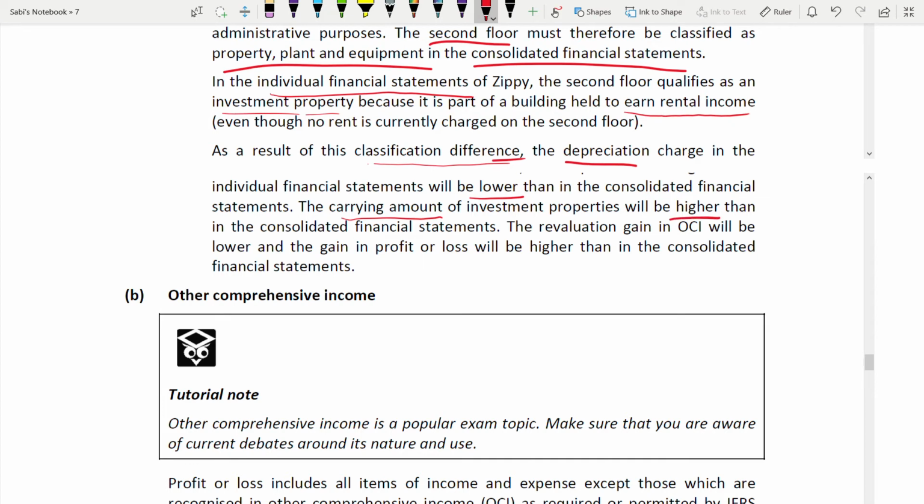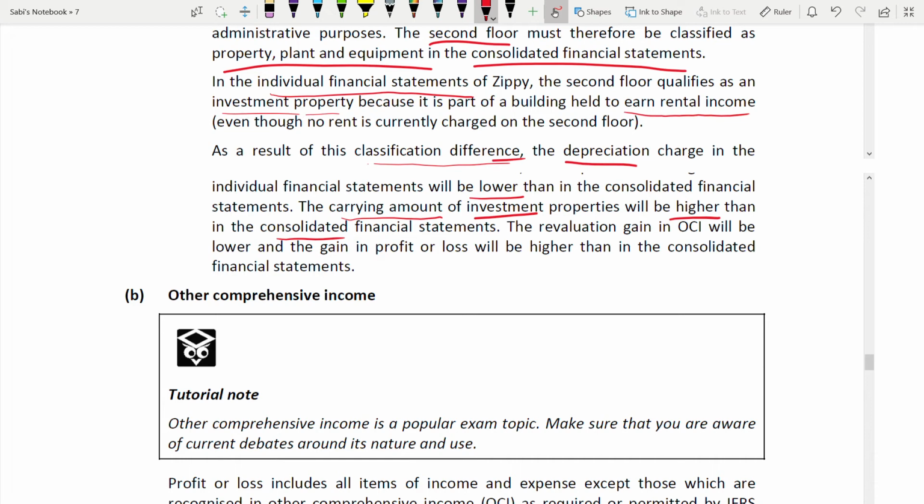It is higher in the consolidated. So the carrying amount of investment property will be higher than in the consolidated financial statements. You see, because investment property has no depreciation, right? And also in the individual statements it is recognized as investment property and no depreciation. So what is it saying? That the carrying amount of investment property will be higher than in the consolidated financial statements. That means in the individual financial statements the carrying amount of investment property is higher, because there is no depreciation in the individual financial statements.